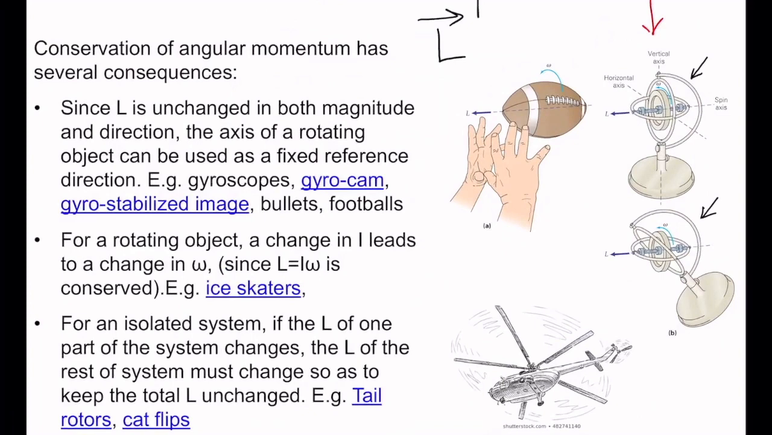Okay, so that is why for the gyroscope, now you can understand why the direction of the angular momentum vector is the way it is for both the gyroscope and the football.